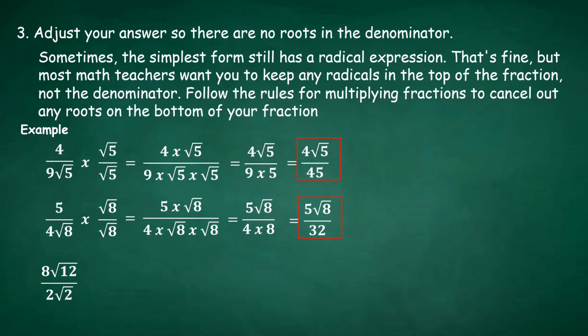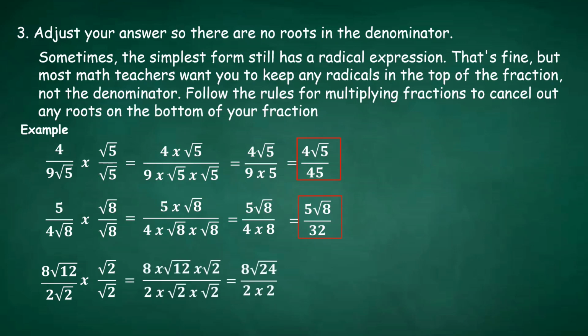8 square root of 12 over 2 square root of 2. To get rid of this radical in our denominator, we need to multiply by square root of 2. So 8 times square root of 12 times square root of 2 is equal to 8 square root of 24. Just multiply square root of 12 times square root of 2, becomes square root of 24. 2 times square root of 2 times square root of 2 is equal to 2 times 2, and then 2 times 2 is 4.